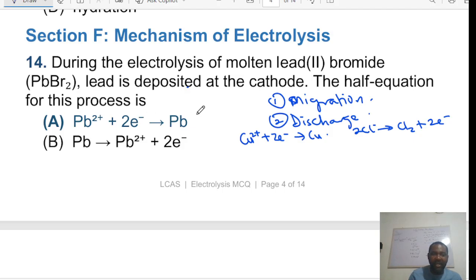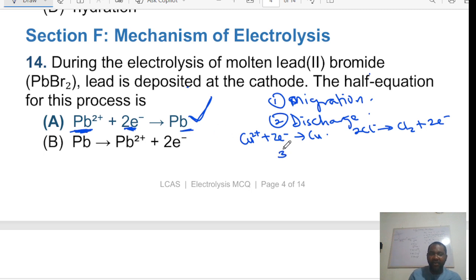That's the reason why the answer to this question is A, because it says, during electrolysis of molten lead bromide, lead is deposited at the cathode. The half equation of the process, at the cathode, is what happens. Electrons are gained. They are discharged by gaining. The ion gains electrons and becomes a metal. Metal is deposited. Very important.